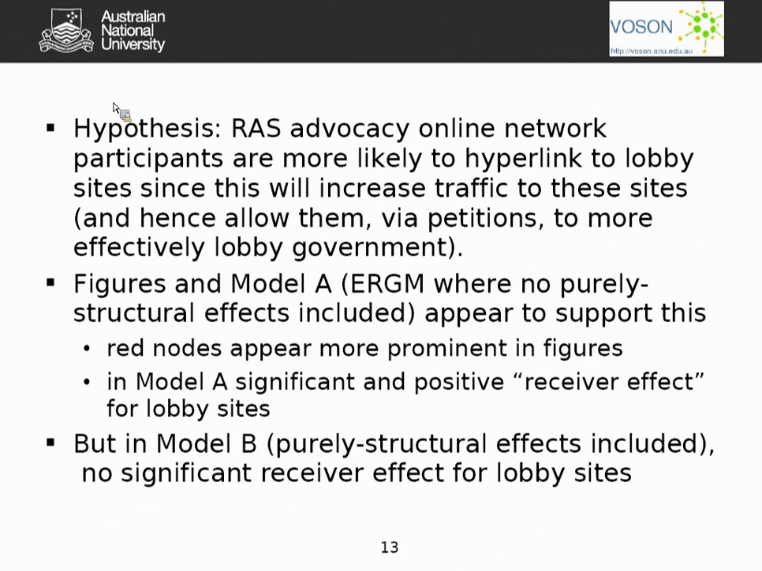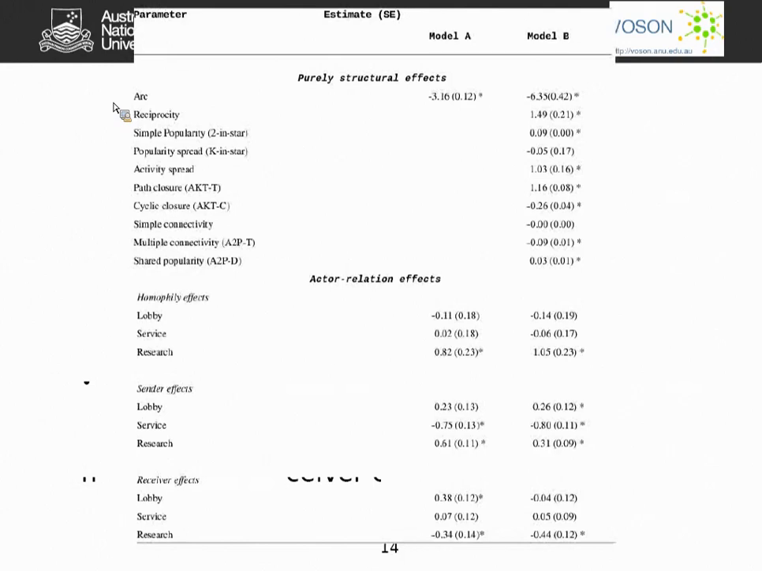So it's actually a very simple hypothesis. This paper is really a methodological paper. It's about looking at how we can use exponential random graph models for hyperlink networks. But we had this particular hypothesis. So we looked at visualizations like the ones I've just shown you, and we also estimated an ERGM model. And we had two versions of the ERGM model.